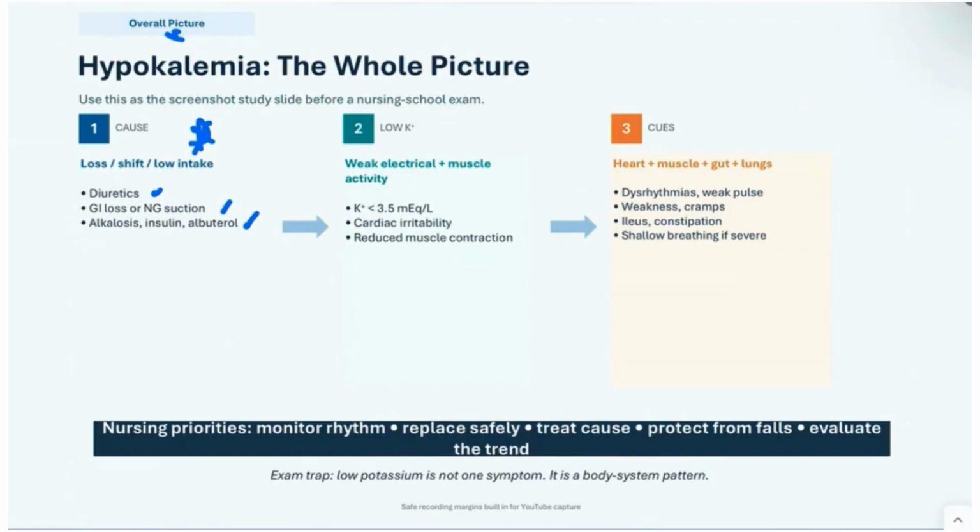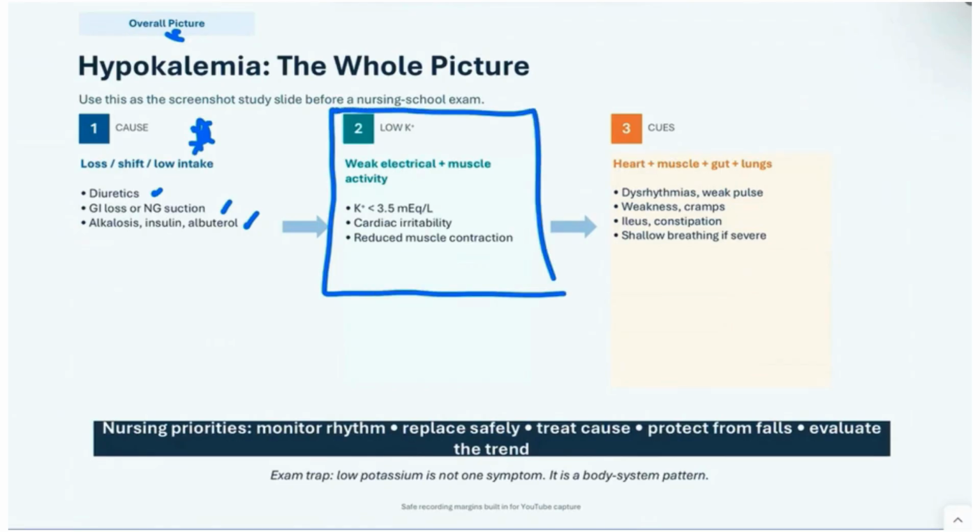Now, move to what happens when the potassium becomes low. So think about this. If the potassium is below 3.5 milliequivalents per liter, that affects normal electrical activity and muscle function. That can increase cardiac irritability and reduce normal muscle function. And that leads us to the cues. It's very, very important.